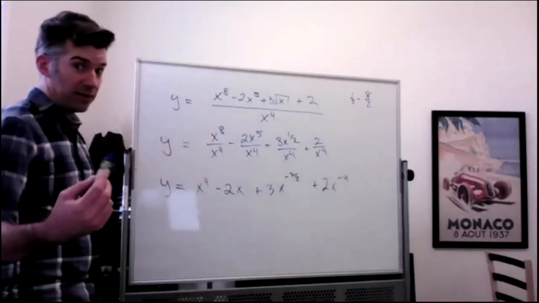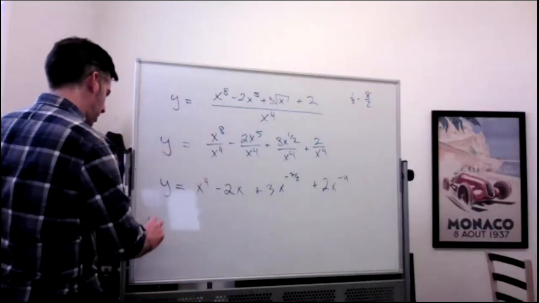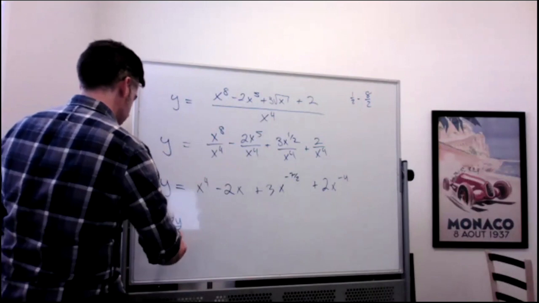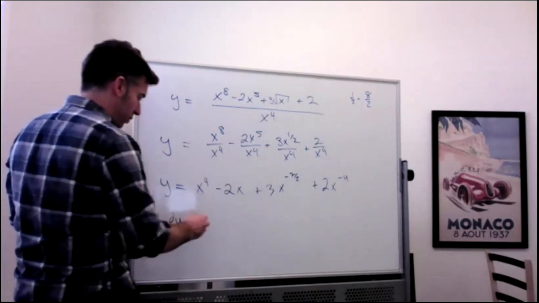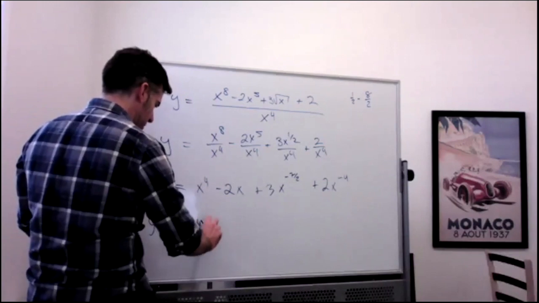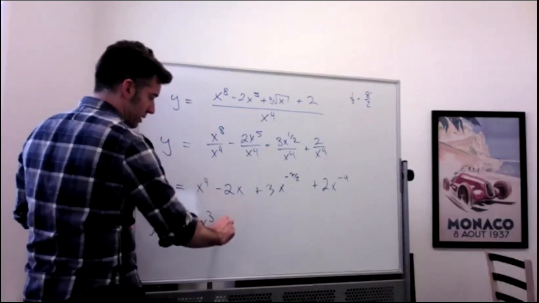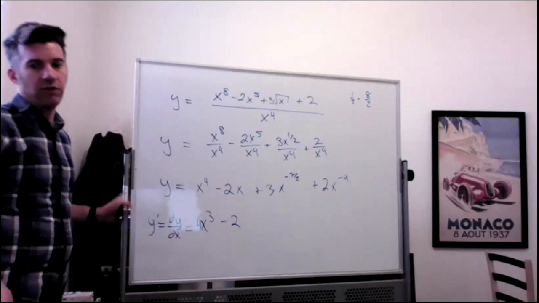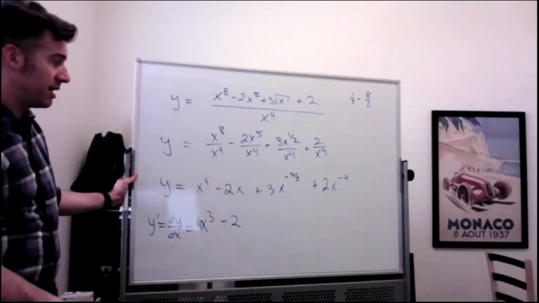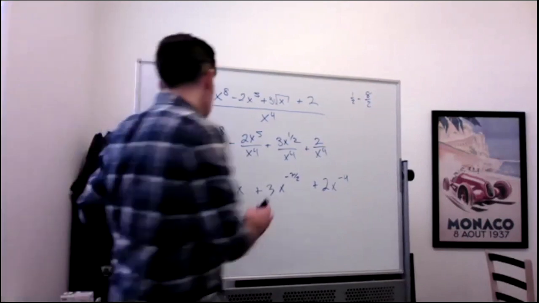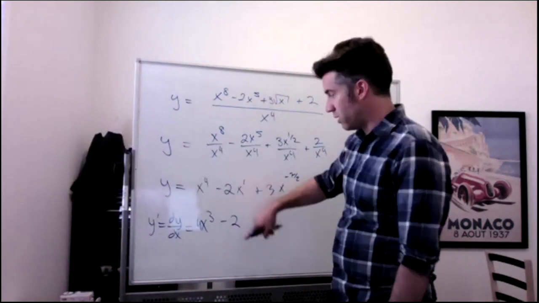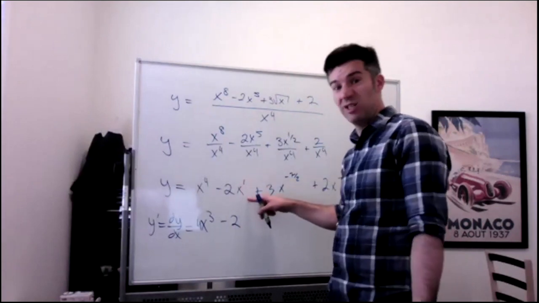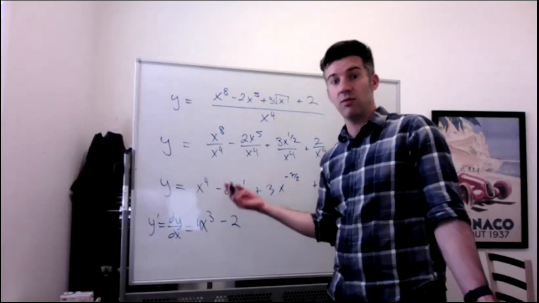Now I'm going to write the derivative. You can write y prime, or you can write dy dx, whatever you like. The derivative of x to the fourth is 4x cubed. The derivative of 2x is 2, so the derivative of negative 2x is negative 2. And again, you can use the power rule there. This is negative 2x to the first, so the 1 comes down, and you get negative 2 times x to the 0th. And x to the 0th is just 1.